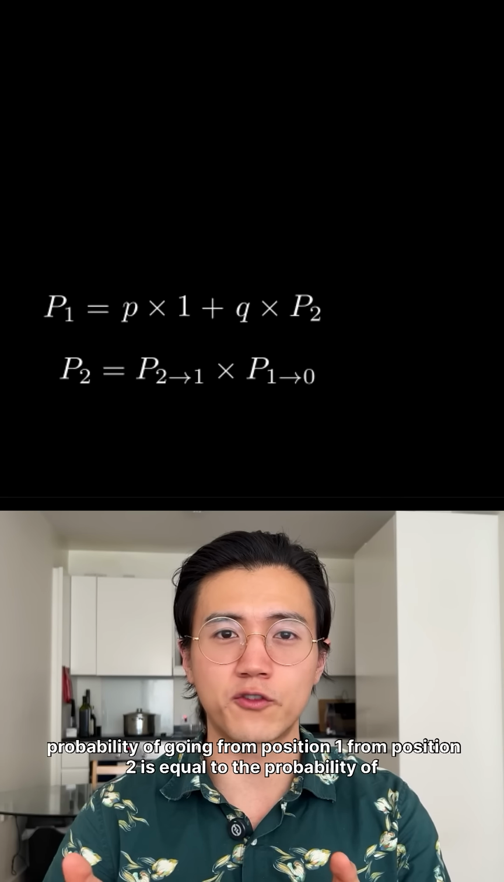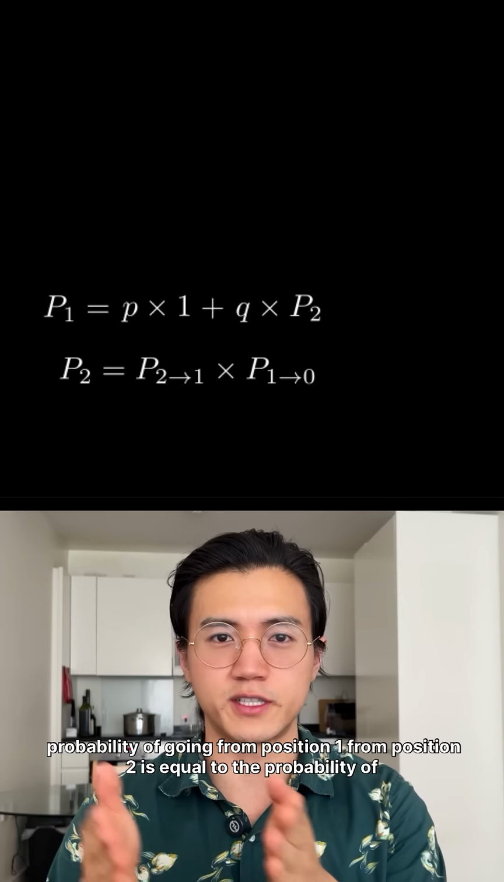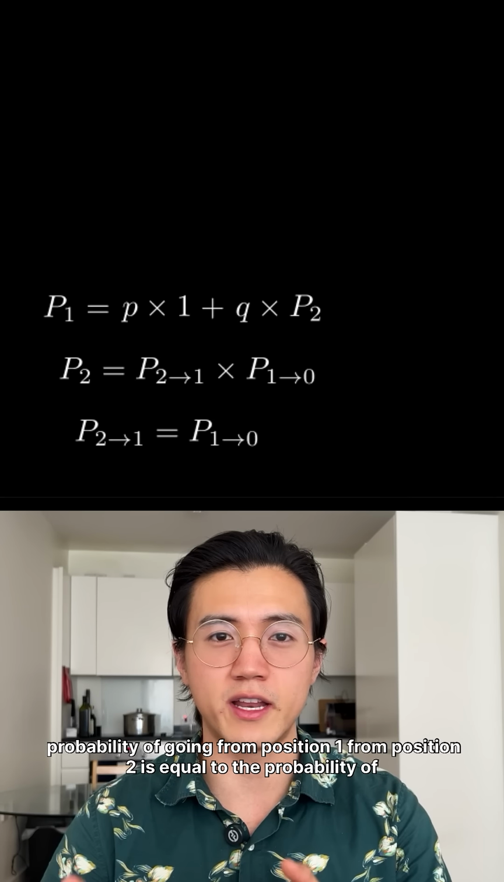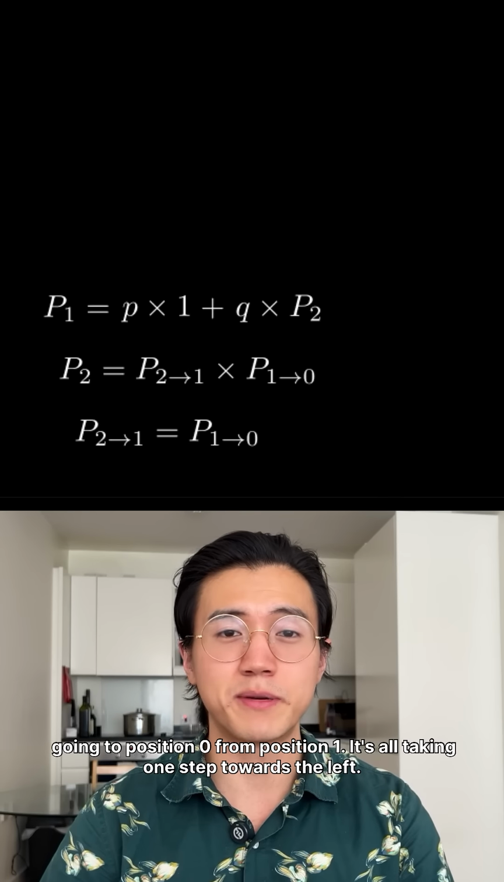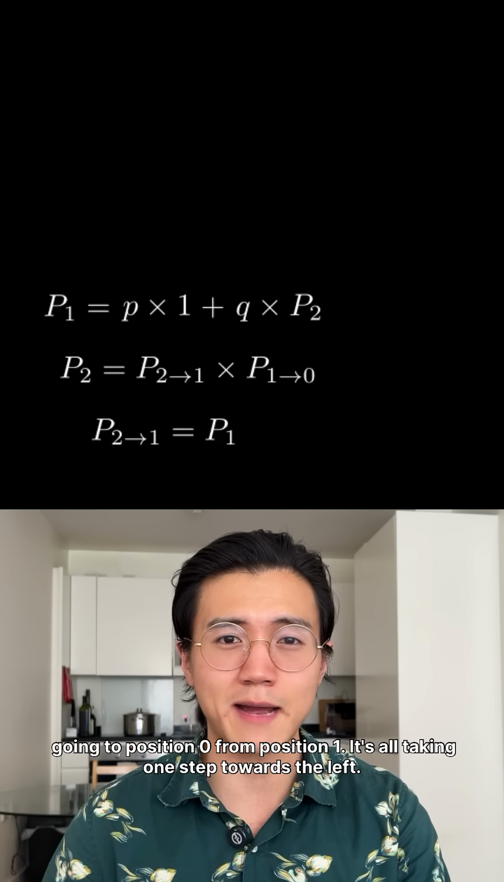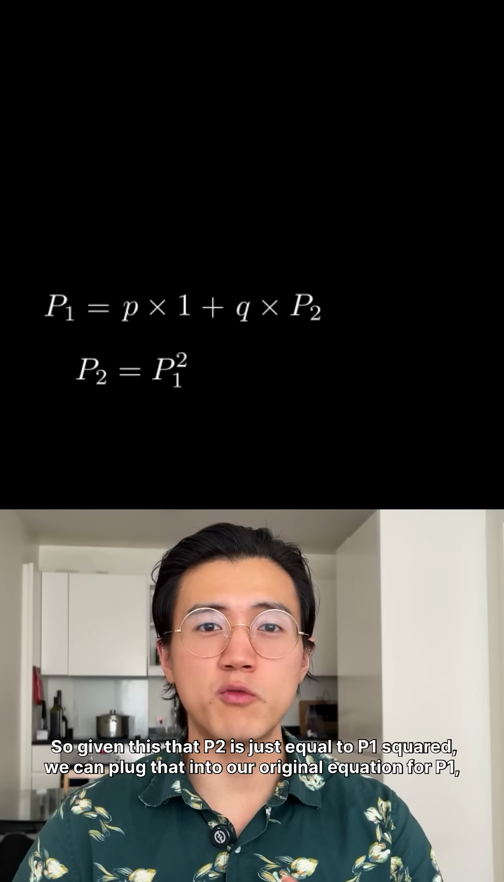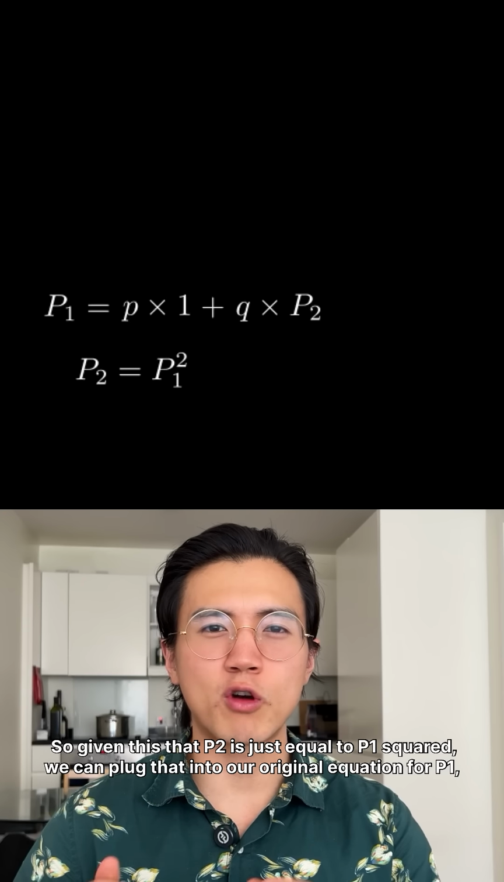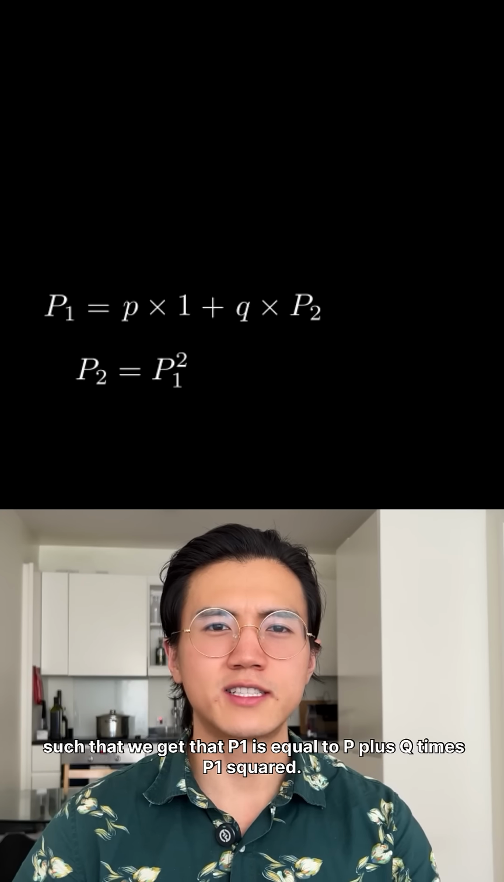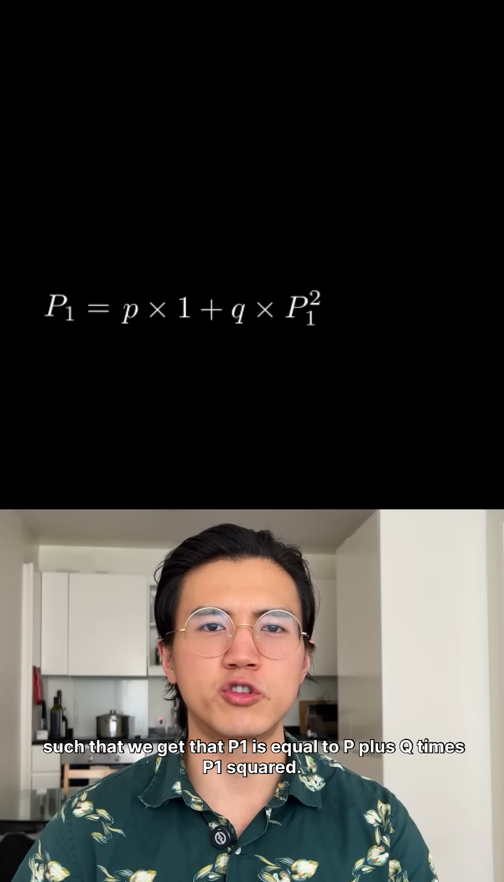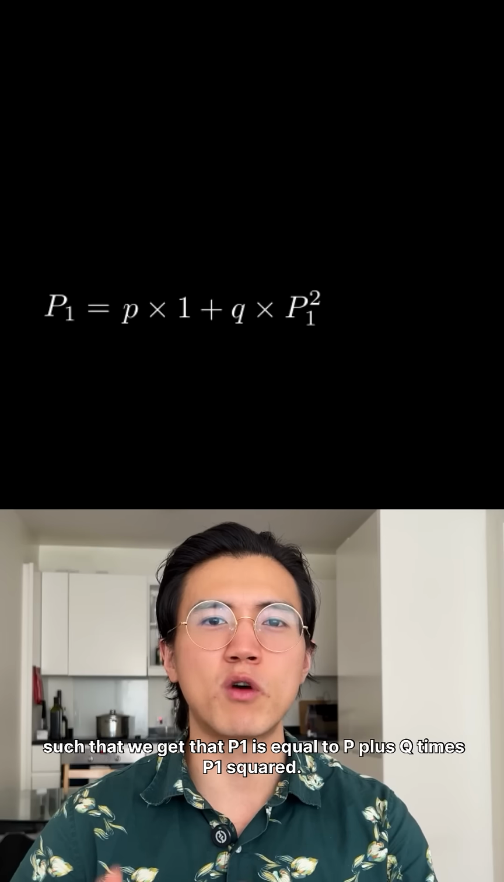The probability of going to position 1 from position 2 is equal to the probability of going to position 0 from position 1. It's all taking one step towards the left. So given that P2 is just equal to P1 squared, we can plug that into our original equation for P1 such that we get that P1 is equal to P plus Q times P1 squared.